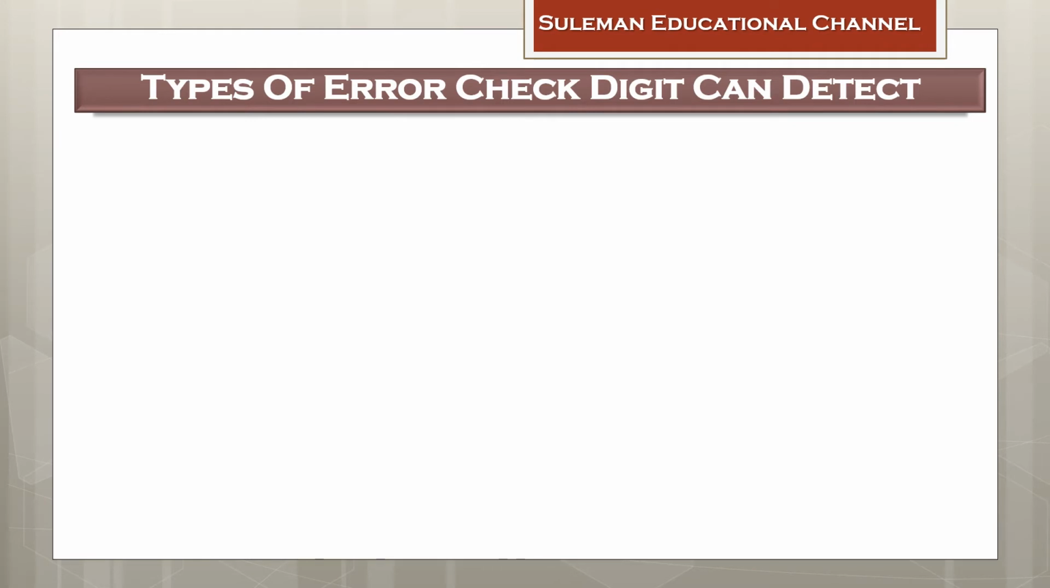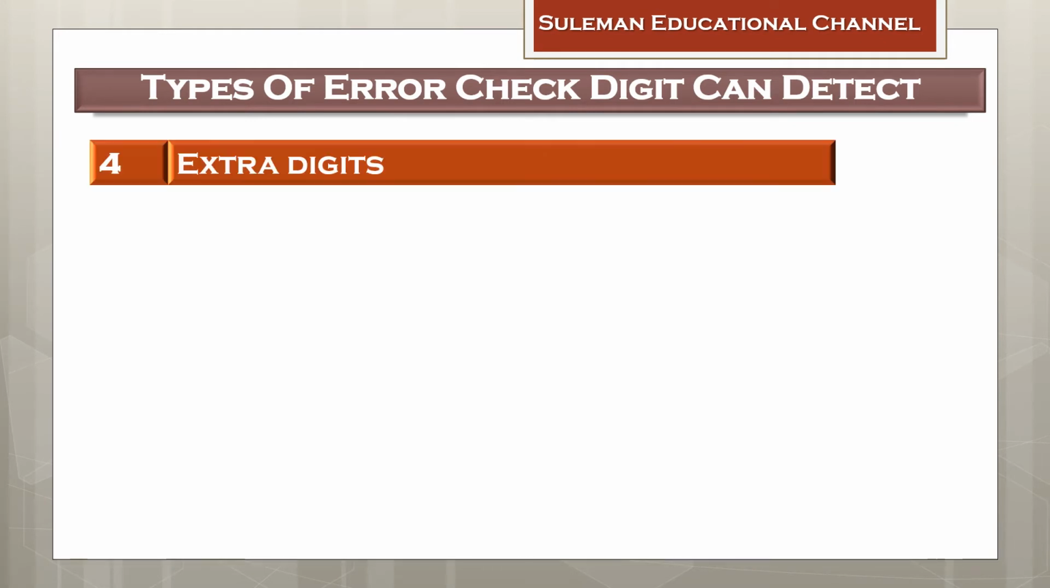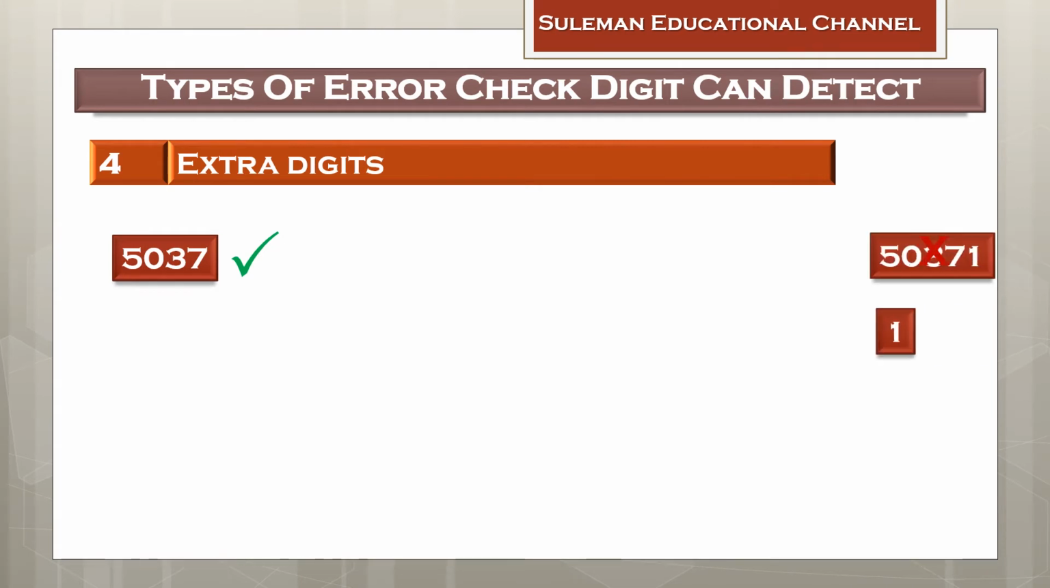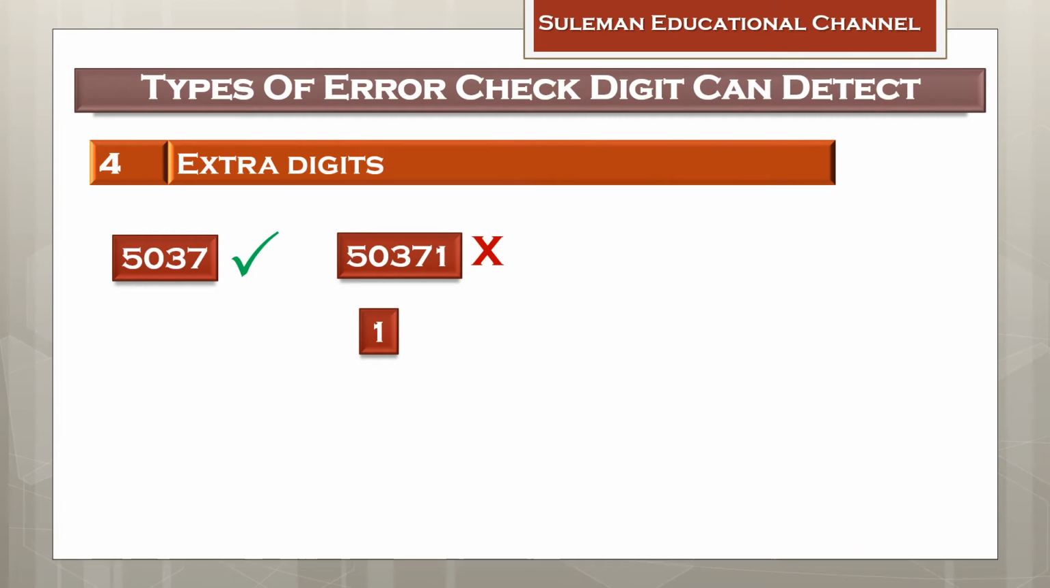The fourth type of error which a check digit can detect is the extra digit. Extra digit means that one or more digits have been typed extra. For example, we have to type 5037, but instead 50371 has been typed. So 1 is the extra digit. 1 is an additional digit that has been typed. A check digit can detect this type of error, which is known as the extra digit.